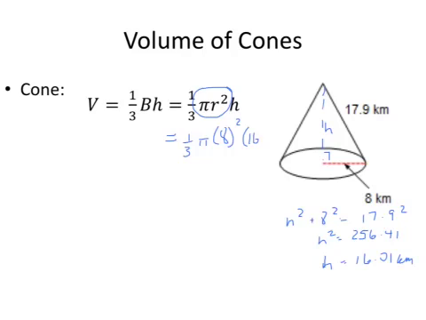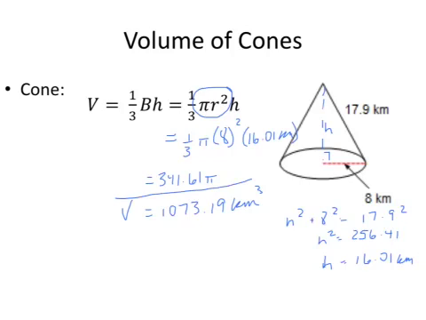So I will put in 16.01 kilometers times my 8 squared for my radius divided by 3, and I get 341.61 pi. So I'm going to multiply by pi, and that is 1,073.19 kilometers cubed, because that's cubic units for that. Okay, and if you have nice numbers, yay, keep it in terms of pi. If you don't, you might as well approximate pi out anyways, because it's all just an approximation anyways.